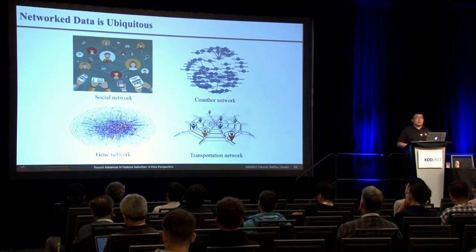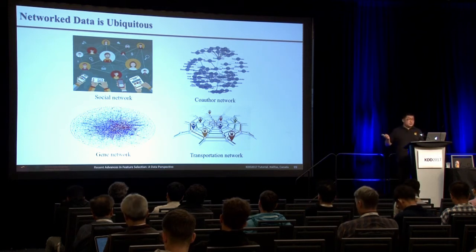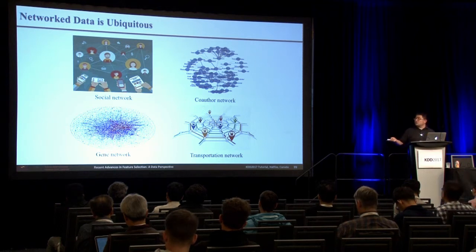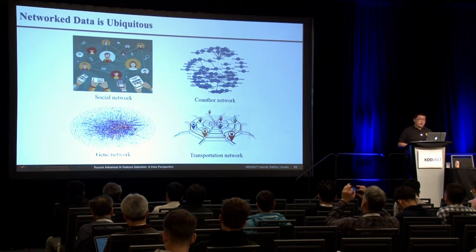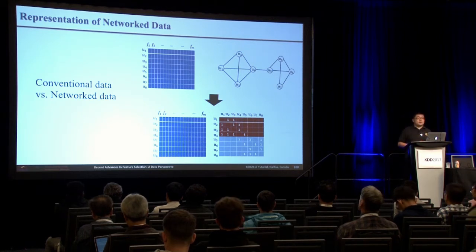So we first talk about how to design feature selection with network data. Network data nowadays is everywhere. Some examples can be social networks, causal networks, gene networks, transportation networks, and many more. Network data is actually distinct from traditional data. So here we give a toy example.